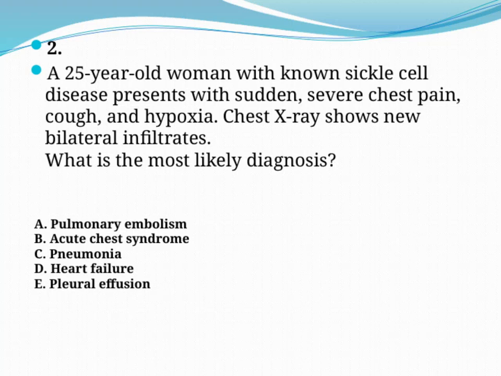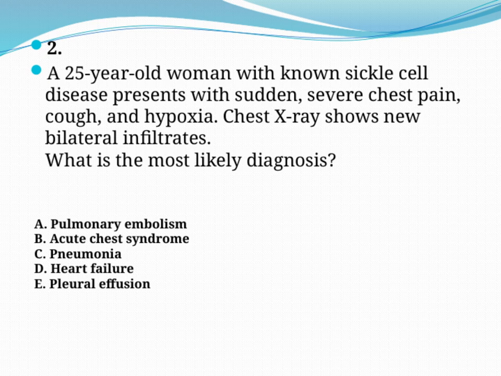All right, let's take a closer look at this case. We have a 25-year-old woman with known sickle cell disease, presenting with sudden, severe chest pain, a cough, and hypoxia. Those symptoms are quite concerning, and her chest X-ray shows new bilateral infiltrates. So what could be causing this?